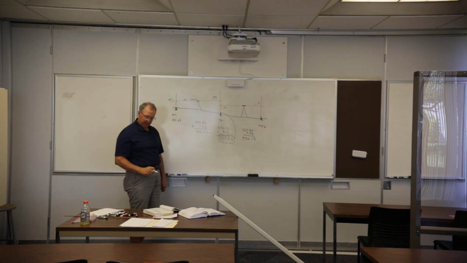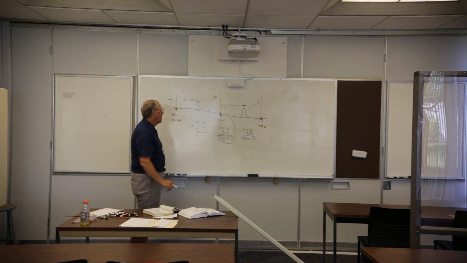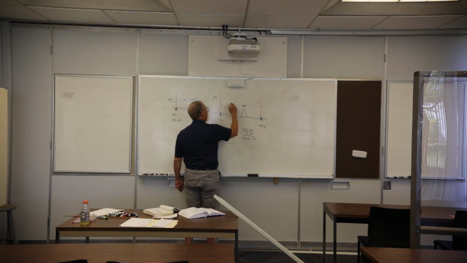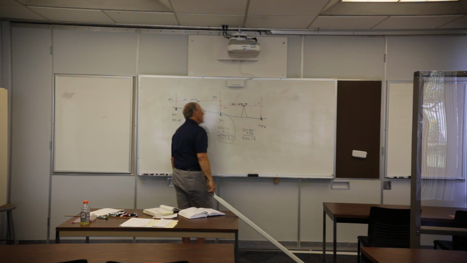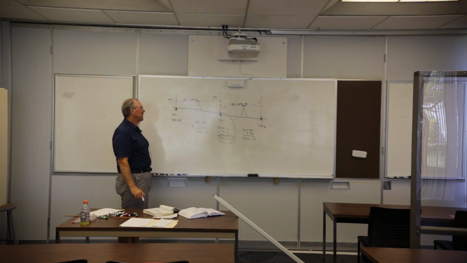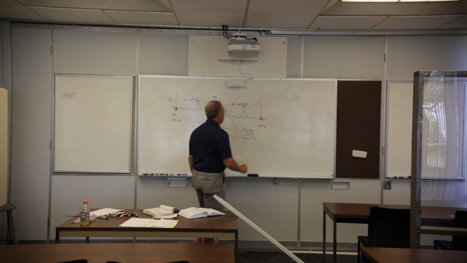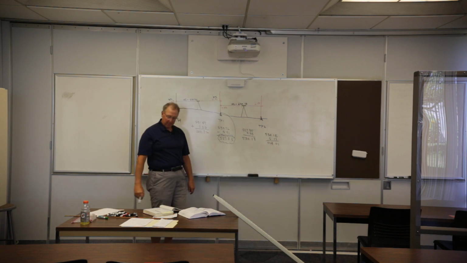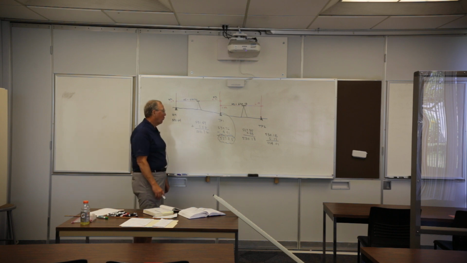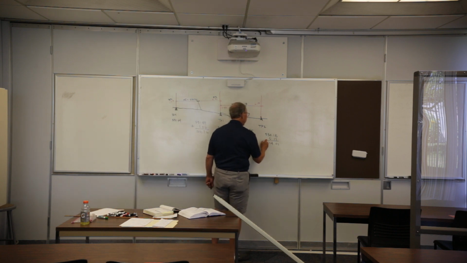It looks like I'm at 530.18. So the HI then is 530.18. Now if I want to get back down to TP2, I subtract them. I'm at 524.01.